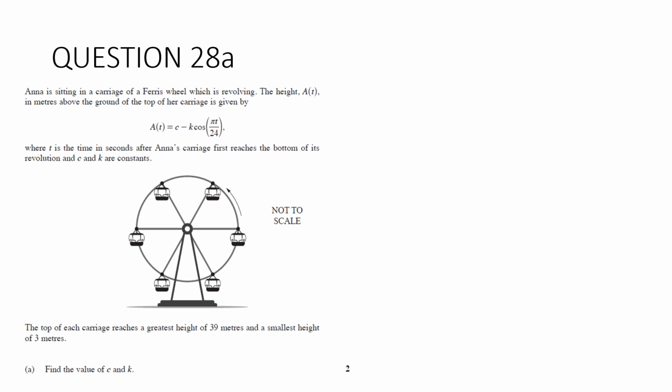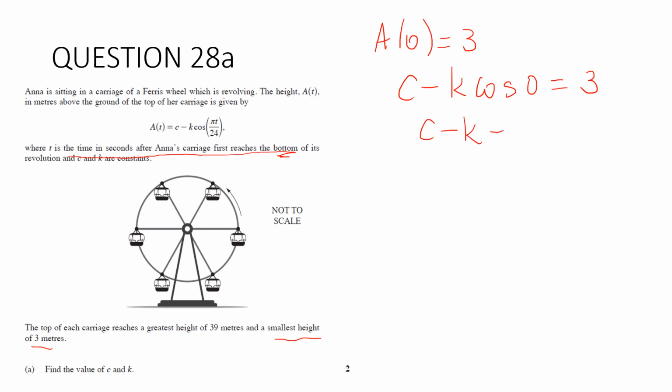Okay, the first thing that we know is that a of 0 is going to equal 3, because it says here t is the time in seconds after Anna's carriage first reaches the bottom of its revolution, and the smallest height of each carriage is 3 metres. So at time t equal to 0, the height is 3. And so we can do c take away k cos 0 is going to equal 3. So c minus k is equal to 3, and that's going to give us our first equation.